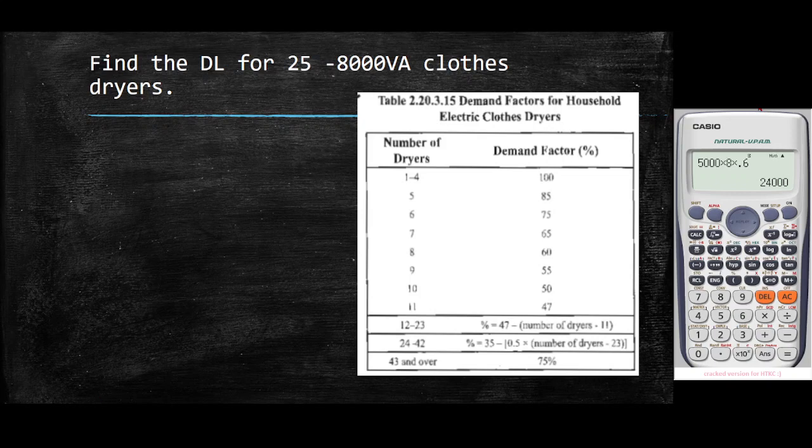Okay. So let's solve this one, no? So meron tayong 25 dryers, no? So 25 times 8,000 per dryer. 25 times 8,000 is 200,000.